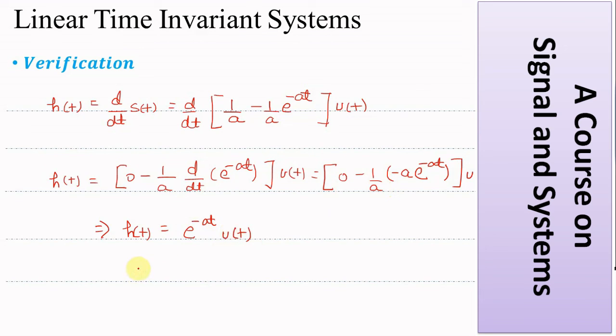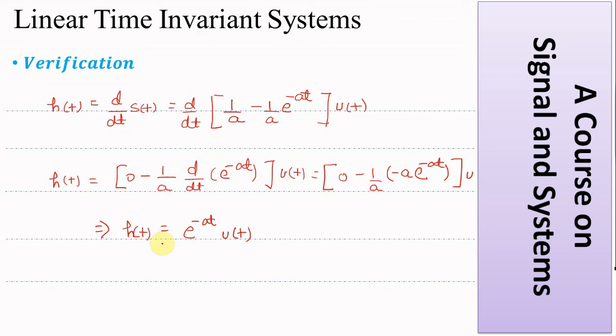The original problem was that h(t) is e raised to the power minus at u(t), and we want to calculate s(t). So we have calculated s(t) using the relationship between h(t) and s(t), that s(t) is the integration of the impulse response. So the integration starts from minus infinity and goes up to t of h(tau), using which we went on to calculate the step response, which is 1 by a, comma, with 1 minus e raised to the power minus at, comma, with u(t).